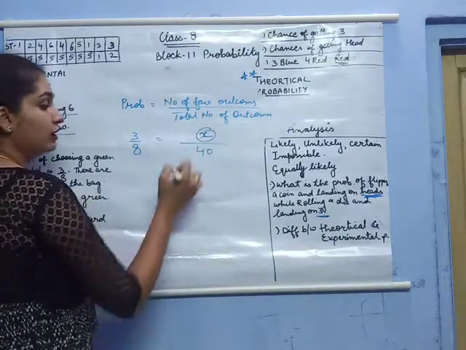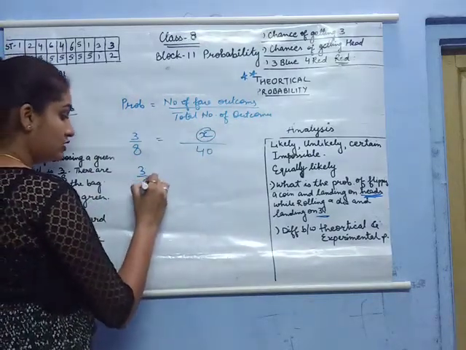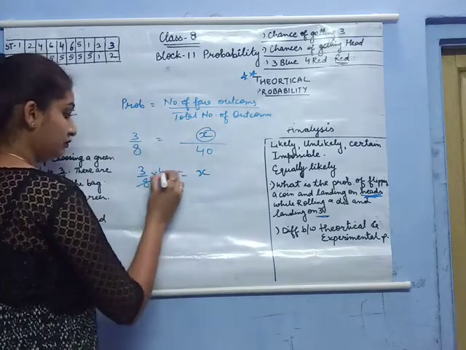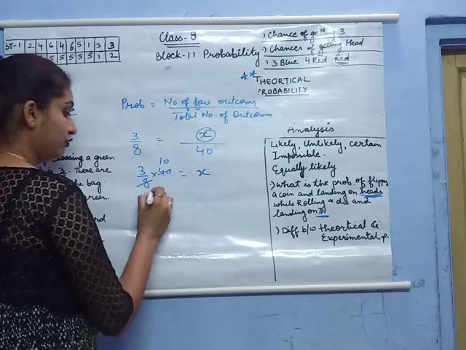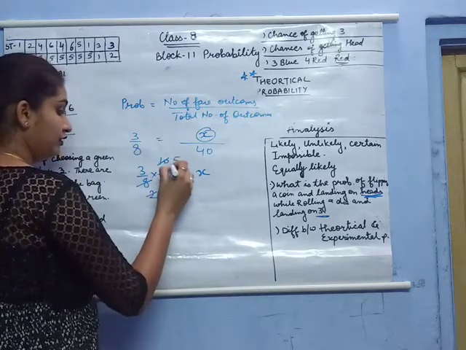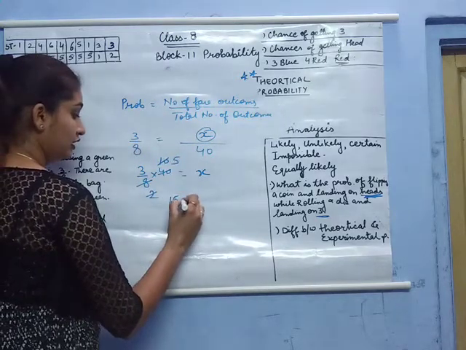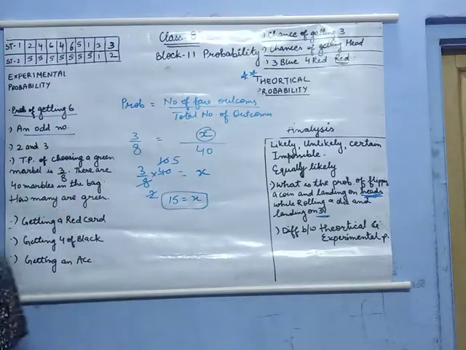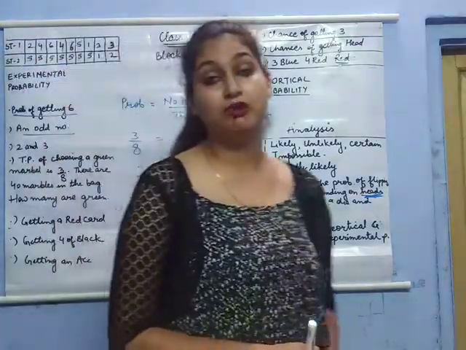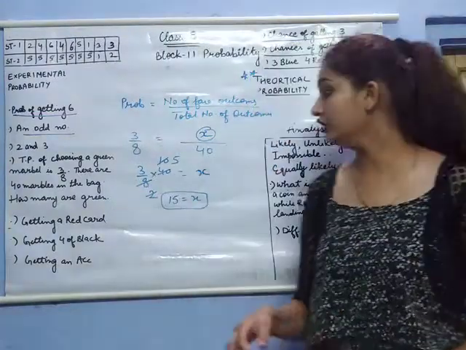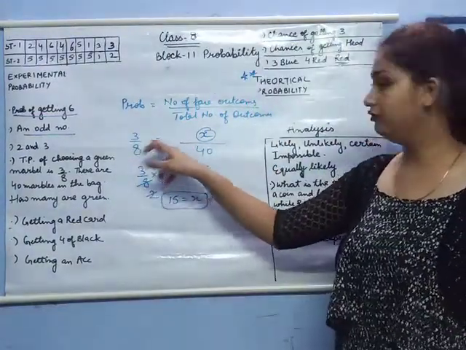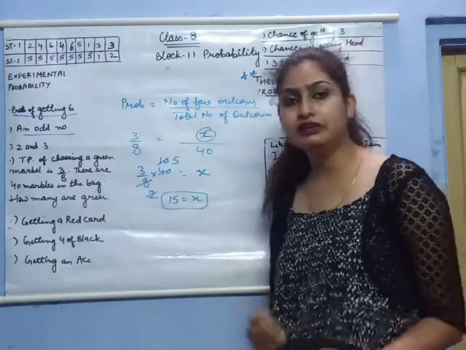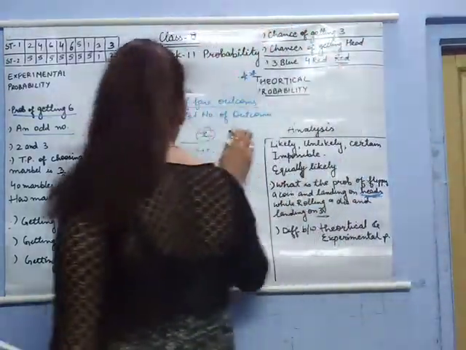How are we going to find the value of x? 3 by 8 multiplied by 40, you'll get the value of x. 4 tens are 4 twos are 2 fives are 15. So how many green marbles are there? There are 15 green marbles out of 40. Probability was given this time. We have to find the number of favorable outcomes. Simple calculation with the help of linear equations you can solve this.